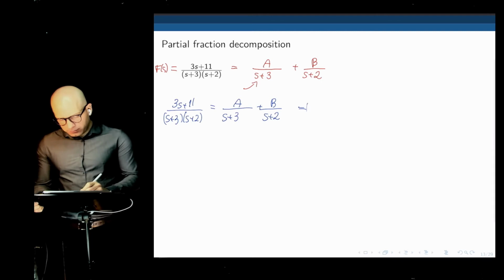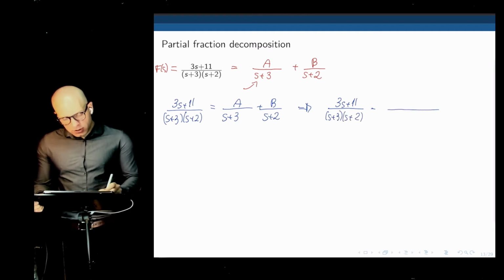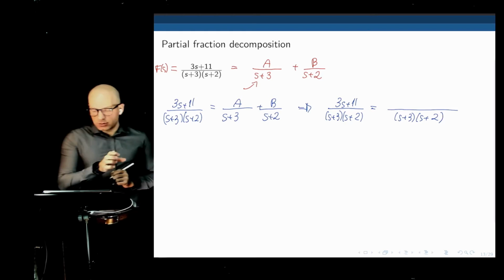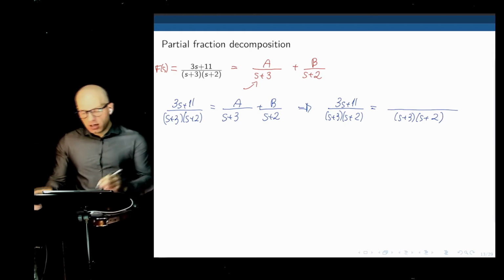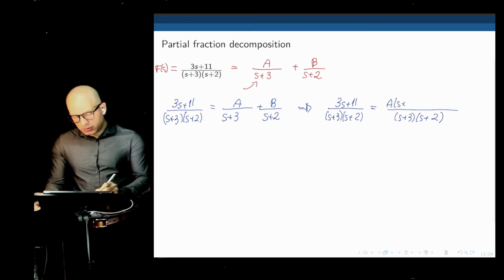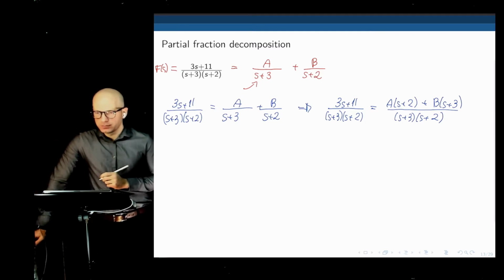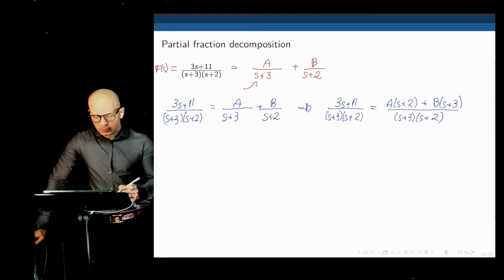We can find a common denominator and multiply everything on the other side of the equation. The common denominator here is s plus 3 times s plus 2. The first term is A, and we multiply it by s plus 2, so that's A times s plus 2. And the second one, B times s plus 3. Are we good here? Yeah?